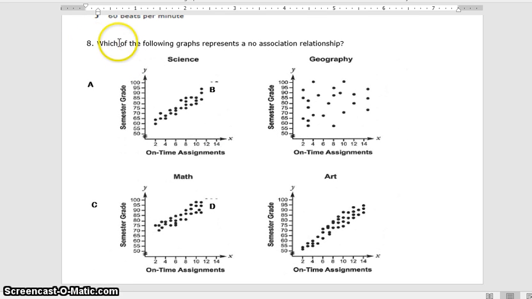Number 8. Which of the following graphs represents a no association relationship? No association. Which of these is no association? A, B, C, D.